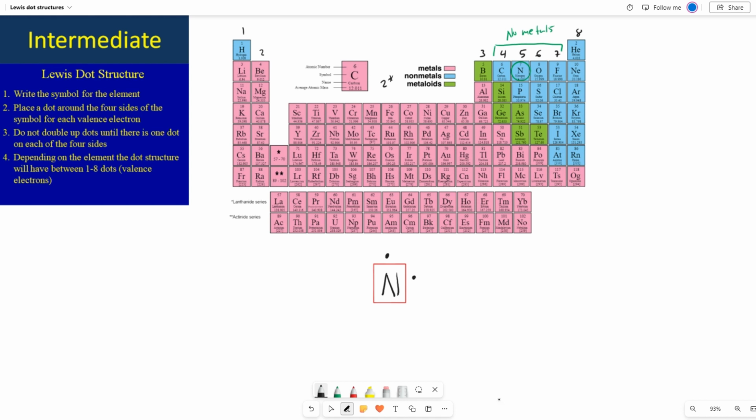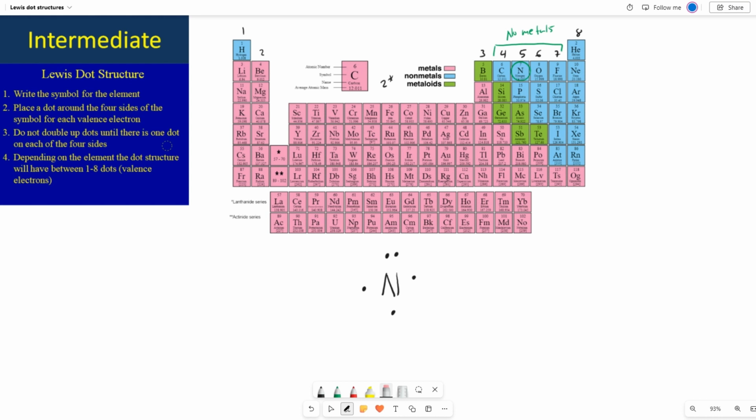It doesn't matter which side you put the dots on first. Then put a dot down here, that's the third one. Then you put a dot over here, that's the fourth one. You got one left. And it says do not double up dots until there is one dot on each of the four sides. Okay, we got one dot on each of the four sides. We still have one valence electron left. You can double it up on any side that you want, but I'll just double it up here on the top. And that would be the dot structure for nitrogen.